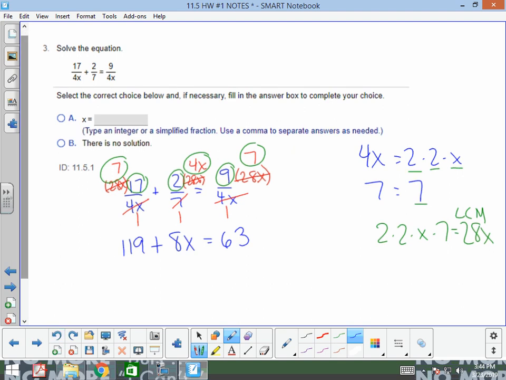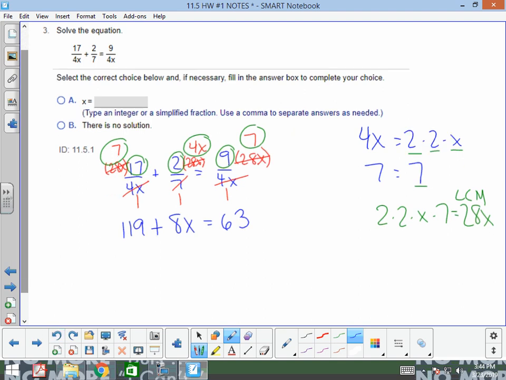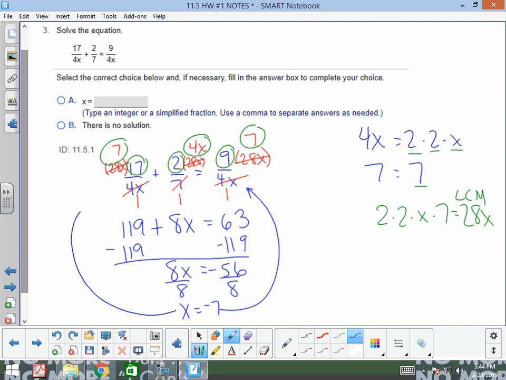Now again, I don't have an exponent 2 or more, so I'm just going to solve it. Subtract 119 from both sides. 8x equals -56. And divide by 8. So x is equal to -7. So -7 does not make either one of these denominators into a 0. So -7 is my solution.